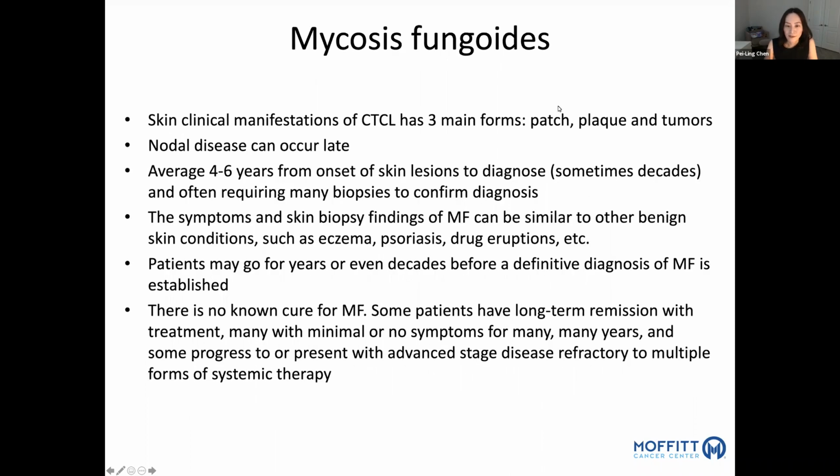So skin manifestations of CTCL, there are three main forms. Actually, three main forms for mycosis fungoides: patch, plaque, and tumors. Nodal disease, involvement of lymph node, can occur late in the disease course. It takes an average of 4 to 6 years from the onset of skin lesions to formal diagnosis of MF. Sometimes it can take decades and often requires many biopsies to confirm the diagnosis.